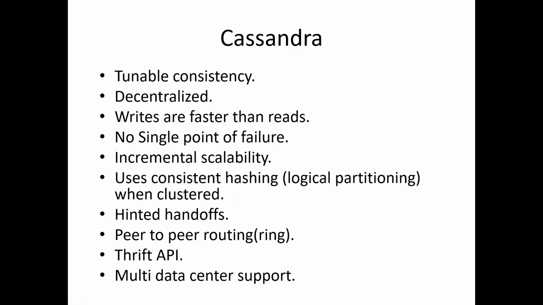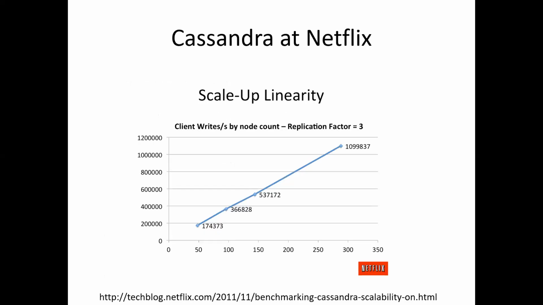Cassandra is yet another example of a NoSQL system. It has tunable consistency, is decentralized, writes faster than reads, no single point of failure, incremental scalability, consistent hashing, hinted handoffs, peer-to-peer routing, Thrift APIs, multi-data center support, and multi-synchronization support. These are some of the salient features of the Cassandra database. Cassandra is very popularly used at Netflix. Netflix has made use of Cassandra for a very long time. The replication factor in Cassandra at Netflix is 3.